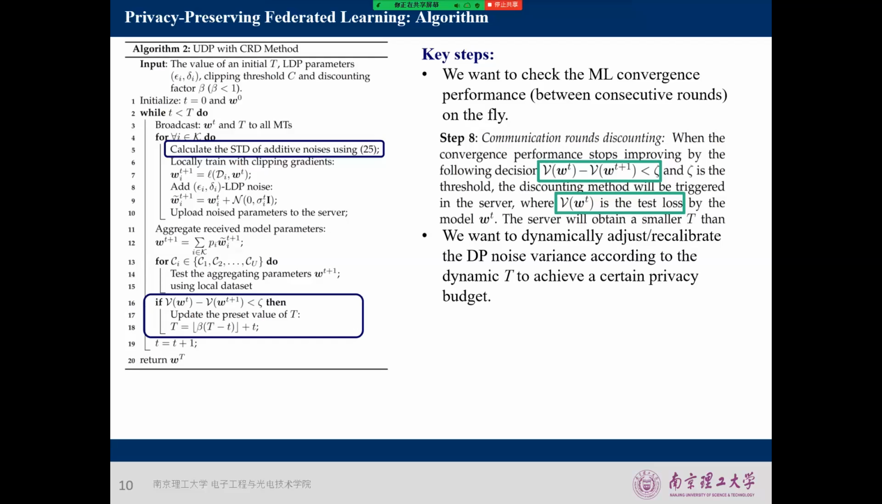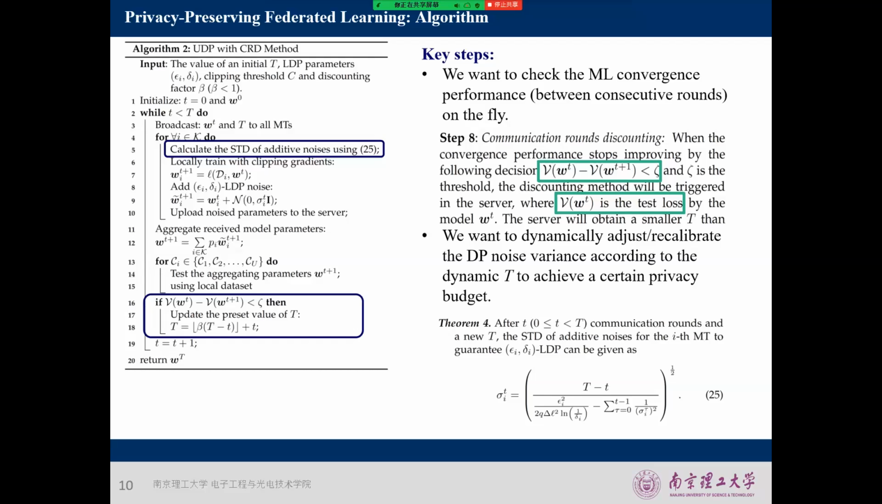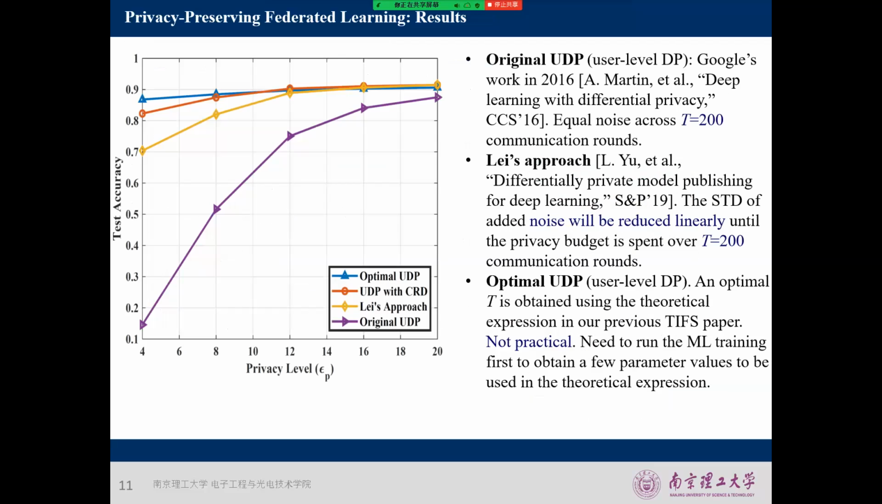If we decrease the communication round, we have another T, because we set a total communication round T, and T is related to the added noise in each communication round. The noise power is here. So if we decrease T, according to Equation 25, it will recalculate a new standard deviation for the added noise, and it will recalculate the new noise powers in the rest of the communication rounds. By this method, we can dynamically adjust the total communication round and the noise powers in each communication round, and we show the comprehensive results.